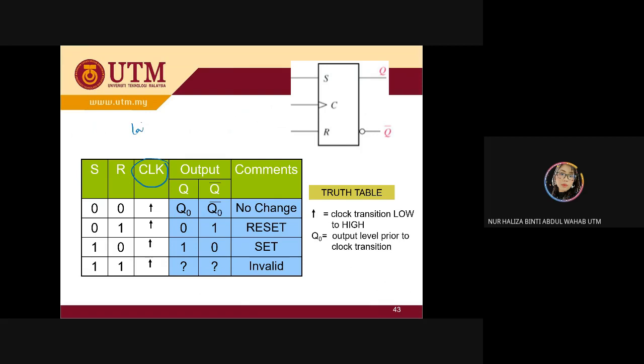Last time for your latch, it is the EN. So now it is clock. Either it is a rising up positive clock, or a negative one. The table is similar.